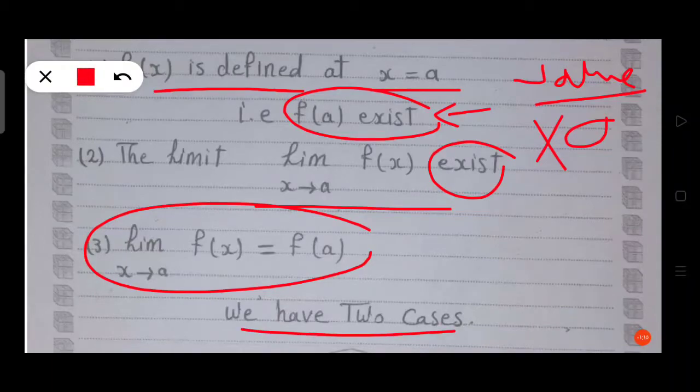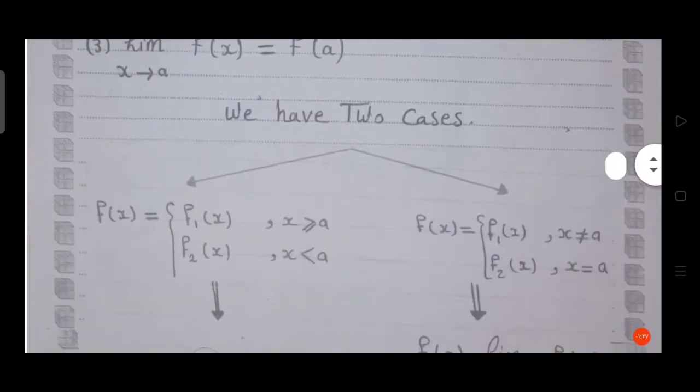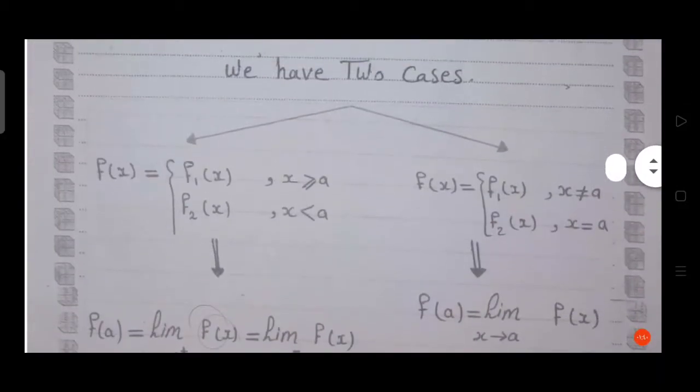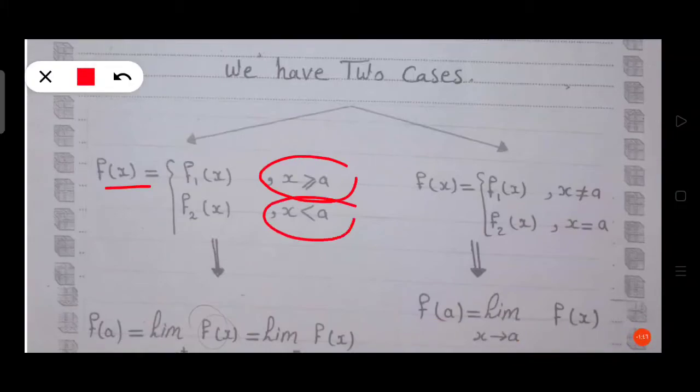Now, if limit x tends to a, f of x equals f of a, that means that the function f of x is continuous. يعني أنا first condition f of a exists. Second condition, limit x tends to a of f of x exists. The value of the first and the value of the second are equal. We have two cases. If the example is given by more than or equal and less than, or not equal and equal, what's the condition for a continuous function here and also here?